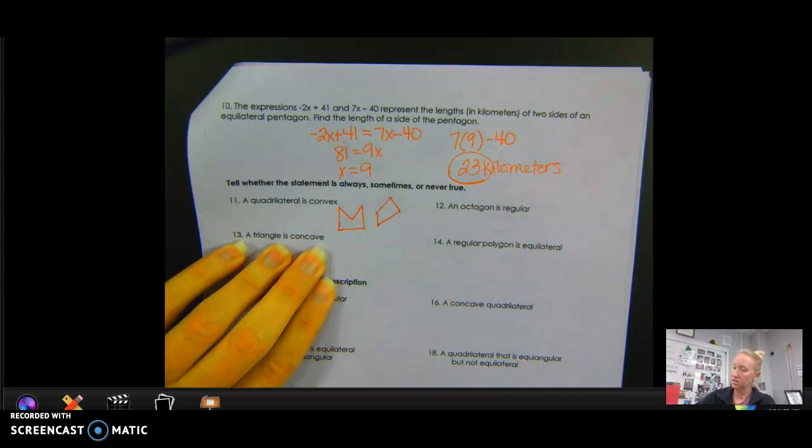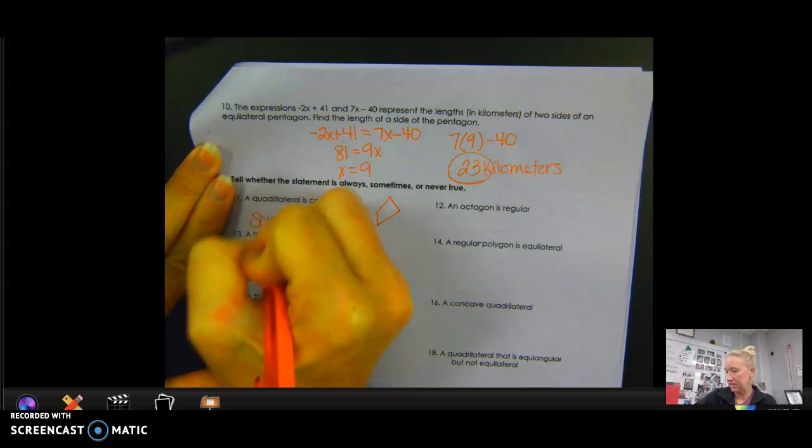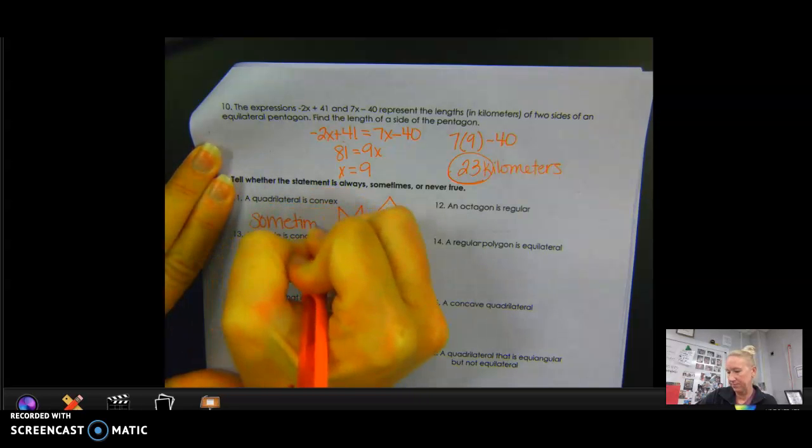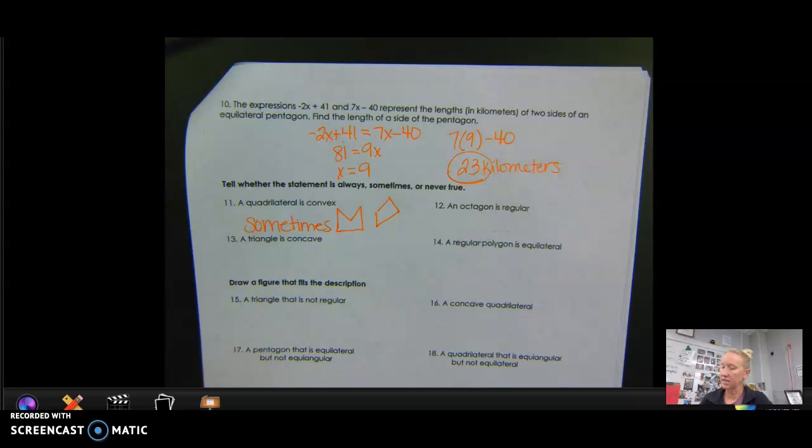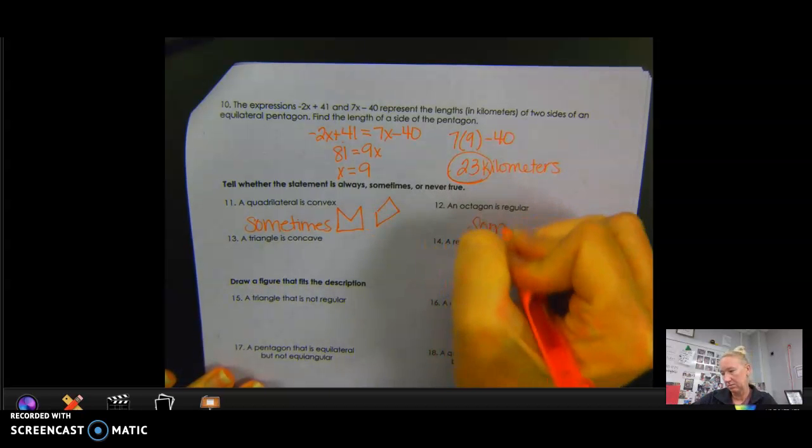And there it is, convex. So, sometimes, since I can draw it both ways. An octagon is regular. Well, an octagon could be regular. All sides and angles could be equal, but does it have to be? It does not. So that would be sometimes.